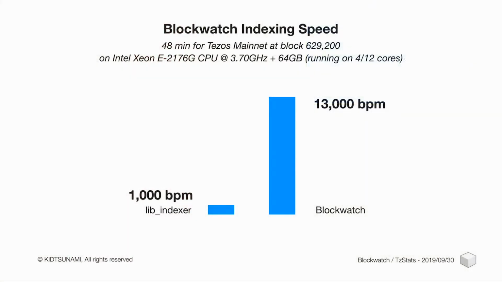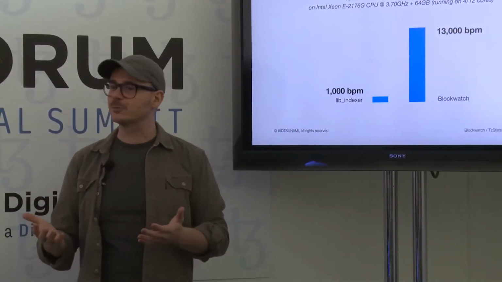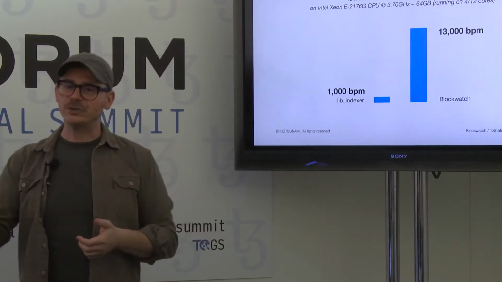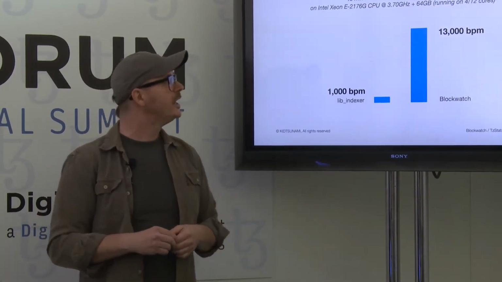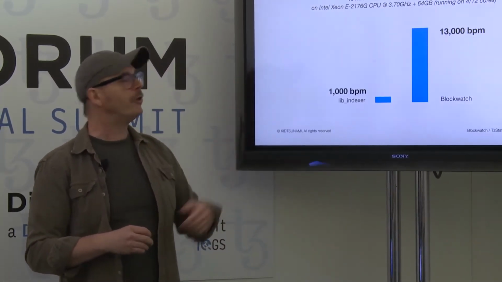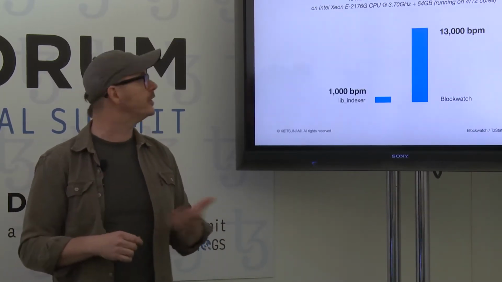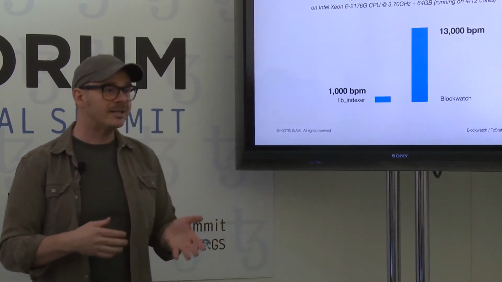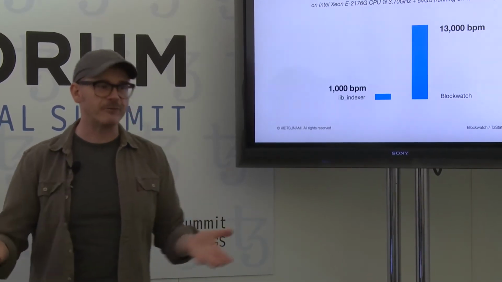Let's look at indexing speed. I found some numbers on libindexer. They say, okay, we can do 1,000 blocks per minute, kind of extract and load it into the database. I just did a comparison last night and rebuilt our database for mainnet, and it only took 48 minutes for the entire mainnet, which kind of translates into something like 13,000 blocks per minute. Of course, you don't do this all the time, but the thing here is you can do it on a laptop. You don't need a large server for this.